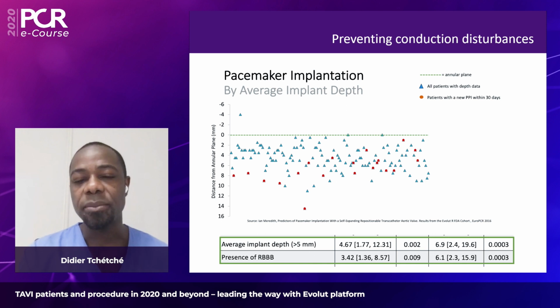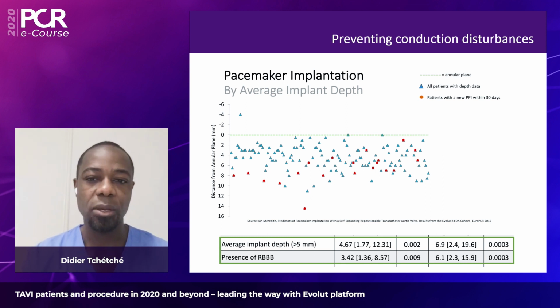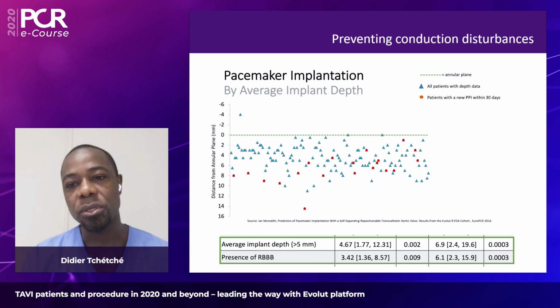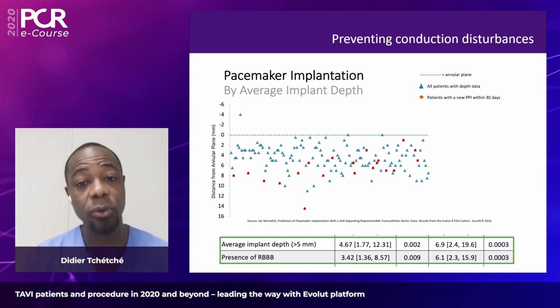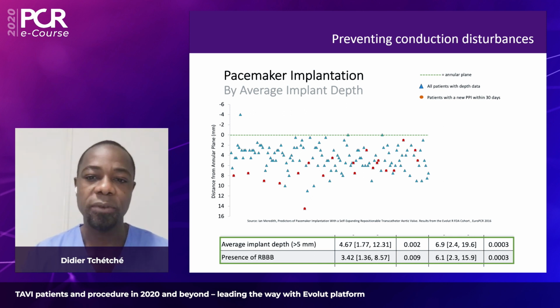So we've seen that preventing major vascular complications was a key part of the planning of the early discharge for our patient, but we also have to make sure that we are going to decrease the need for a permanent pacemaker. Through all the experience gathered, we now better understand the risk factors, the predictors for a need for a permanent pacemaker. And the strongest ones are first the existence of right bundle branch block at baseline, but also the depth of implantation. We've seen that with all types of devices, and it's particularly true for the self-expanding Evolut platform.